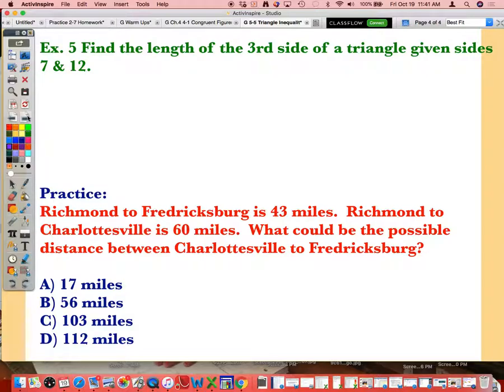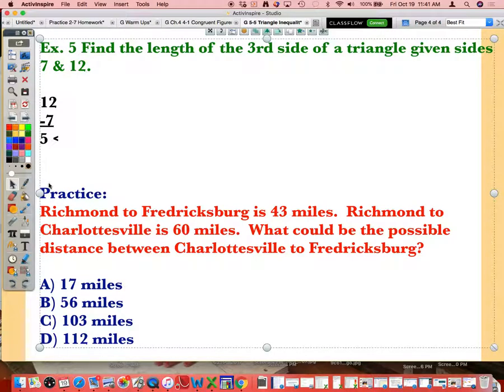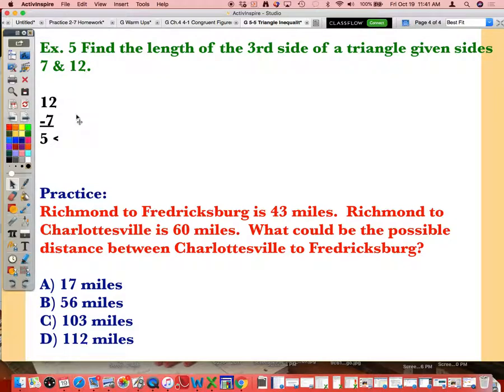So 7 and 12, what are we going to do with these two numbers? We're going to subtract 7 and 12. So 12 minus 7 is 5. Our answer has to be bigger than 5, but it's got to be less than... What else are we going to do with these two numbers? We're going to add them. So 12 plus 7 is 19. Okay, so what could you see on an SOL? What are the possible scenarios? You could see something like this could be a possible answer.